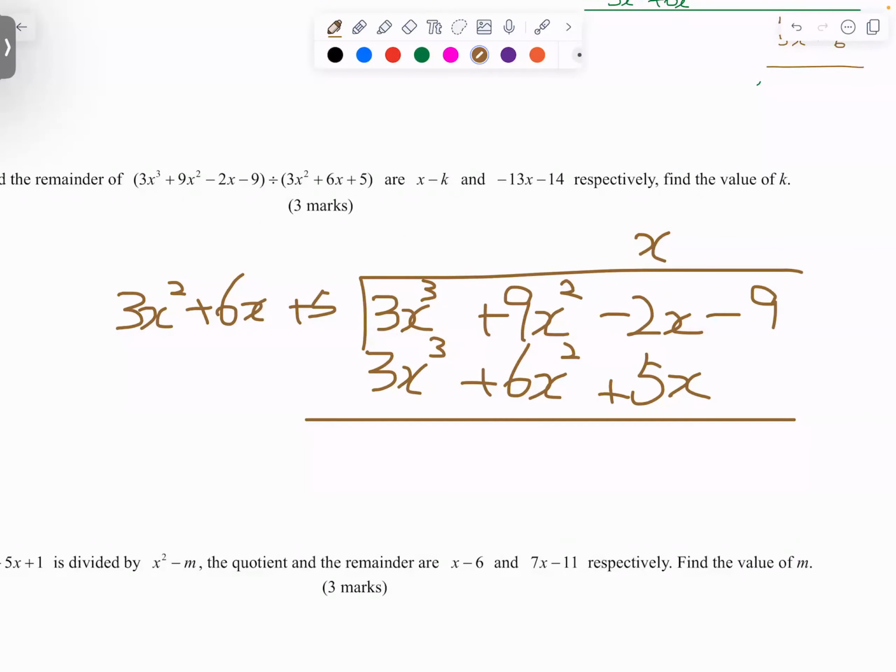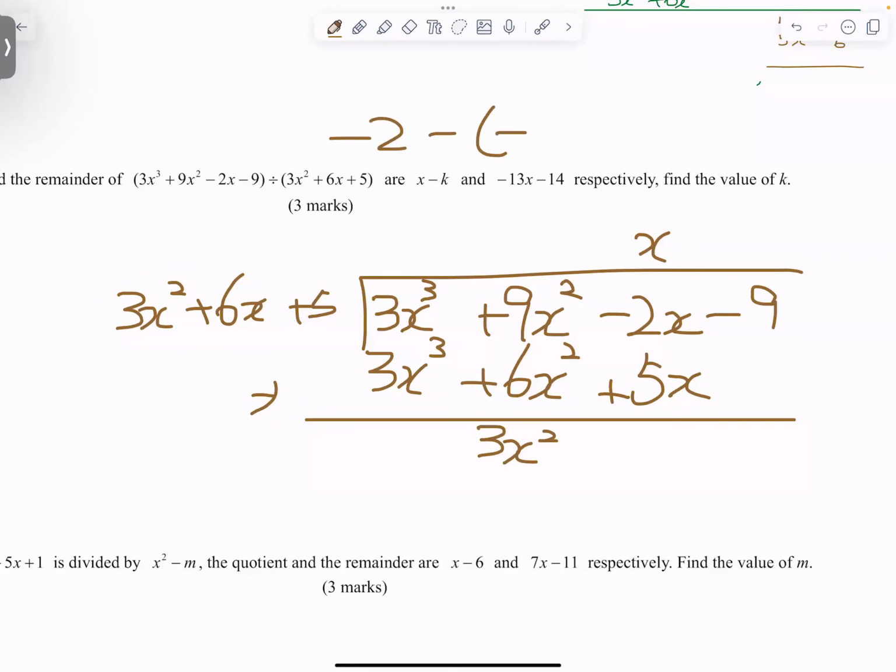After all three things are done, you draw the line with the hidden minus. 3 minus 3, you get 0. And then 9 minus 6, 3x squared. Negative 2 minus positive 5, you get negative 7. And then the rest just copy down. Nothing on that. Basically, it's a 0. So 0 doesn't affect. And then do the same thing again.